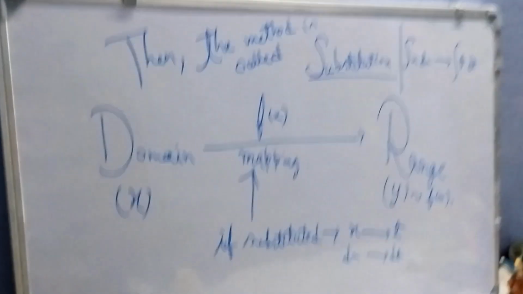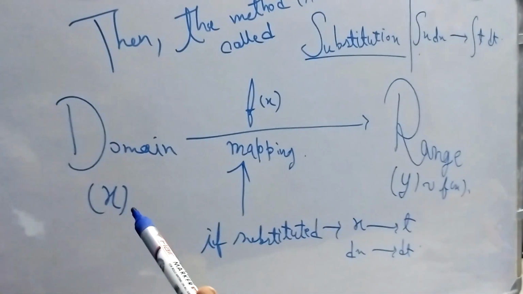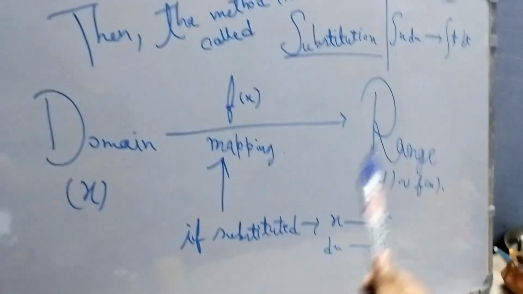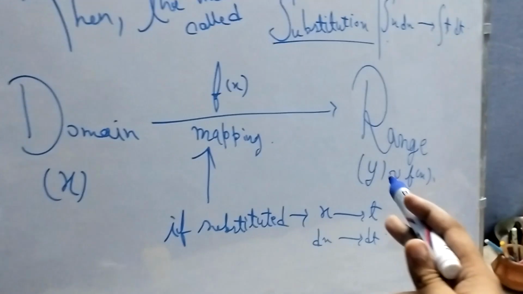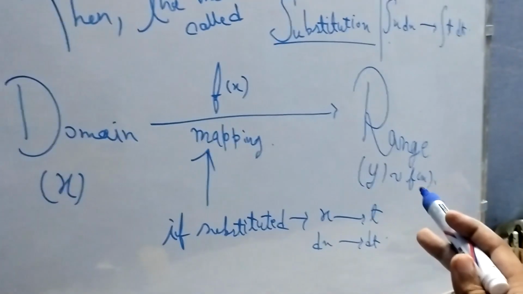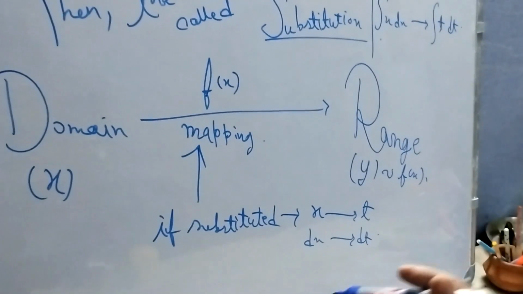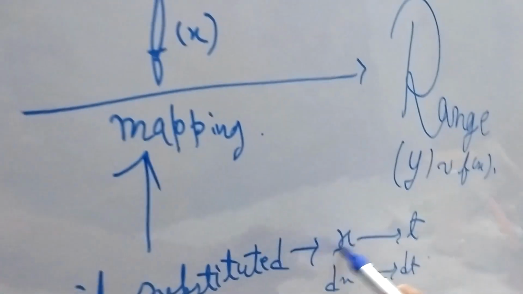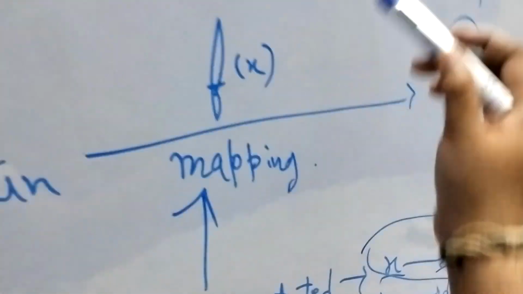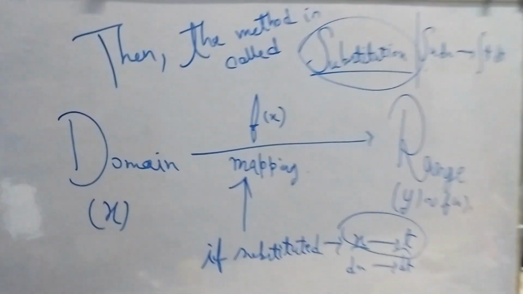Well, again, I wrote the very thing for your clarification. This is the domain, this is mapping, this is known as mapping. If it is bilateral, don't think too much about it. It is just a one mapping into the range, and y is f of x, a function of x. If it is substituted from x to t, this very thing is known as substitution, right?